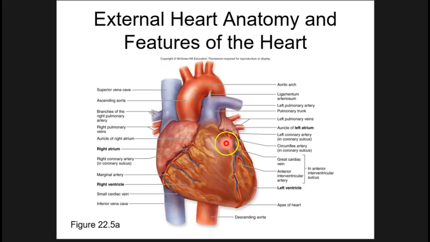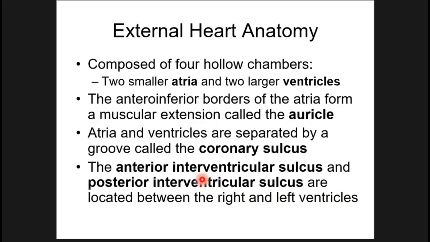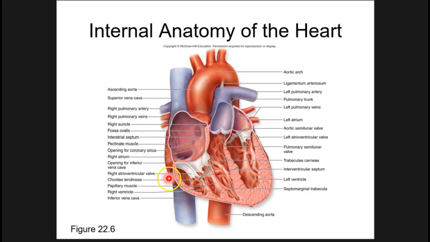All right, which sulcus are these vessels going to be found within? Anterior interventricular sulcus. Posterior view. What will these be? What divot will these be in? Posterior interventricular sulcus. Okay, let's do a little bit more with atria and ventricles and then come back to this concept.